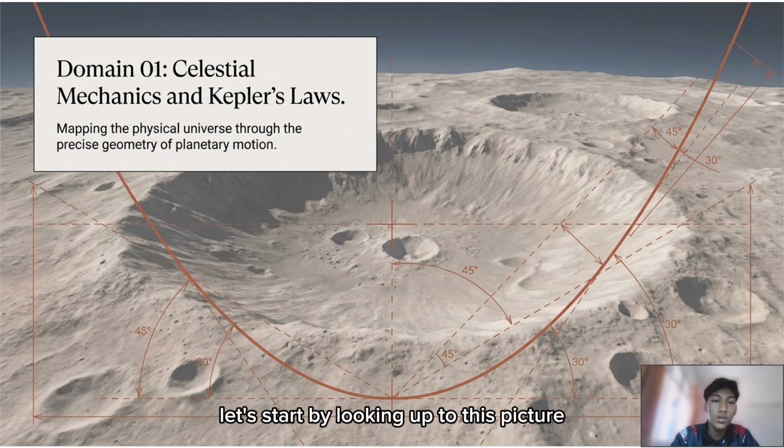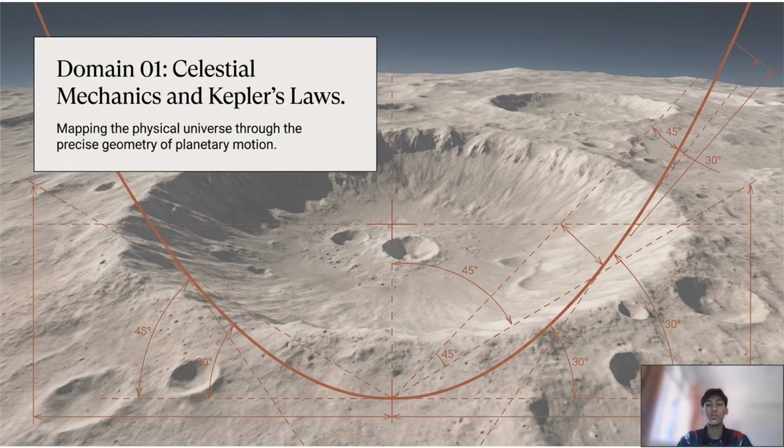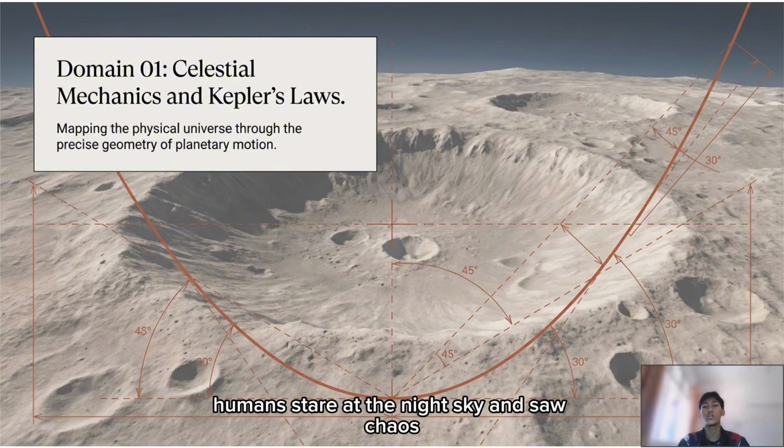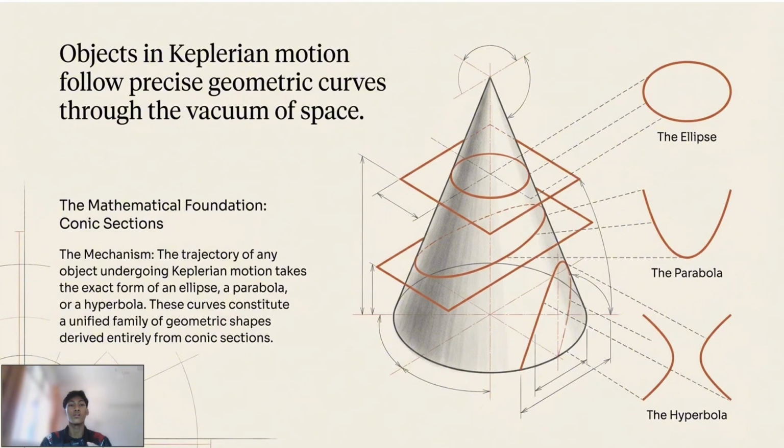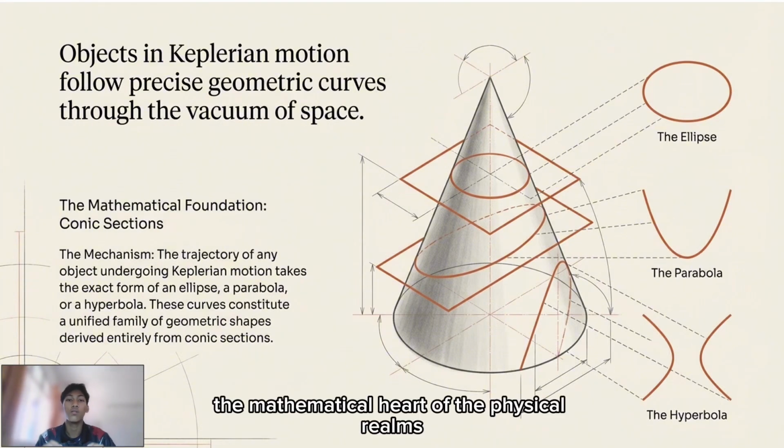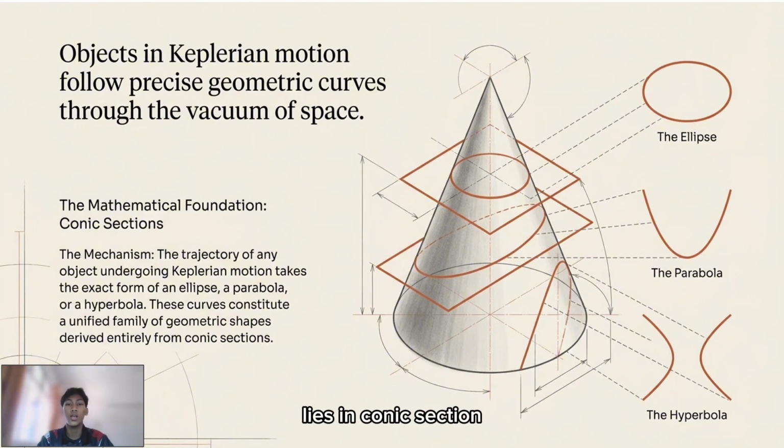Let's start by looking up to this picture. For centuries, humans stared at the night sky and saw chaos or mythology. But then came Johannes Kepler. He realized that the universe was not just beautiful, but it was precise. The mathematical heart of the physical realms lies in conic section. Think about that for a moment.